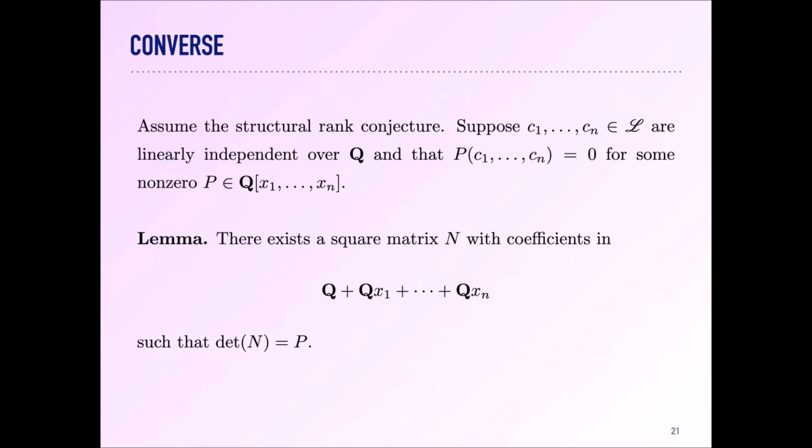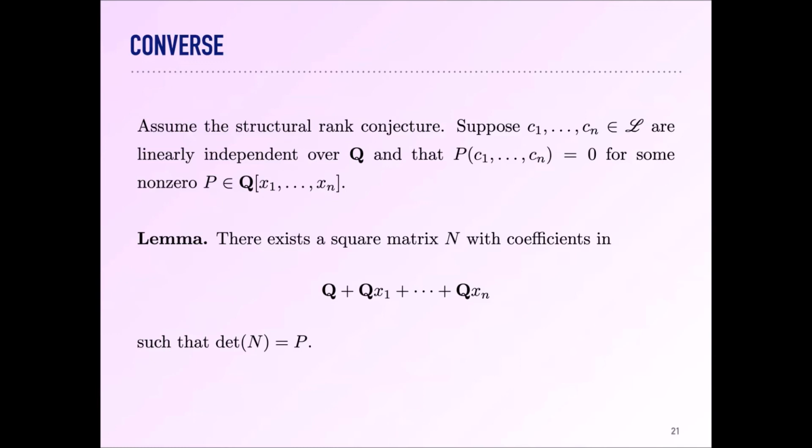And again, I'm not going to have time to prove this lemma, which I think is what someone was alluding to in their question. Okay, so suppose you have the structural rank conjecture, and now you have C1 through Cn and L, linearly independent over Q, and suppose that they actually satisfy some polynomial with coefficients in Q. Then you want to cook up a matrix for which you can contradict the structural rank conjecture. And the key lemma is this: there exists a square matrix N with coefficients in Q plus Qx1 through Qxn, whose determinant is P.